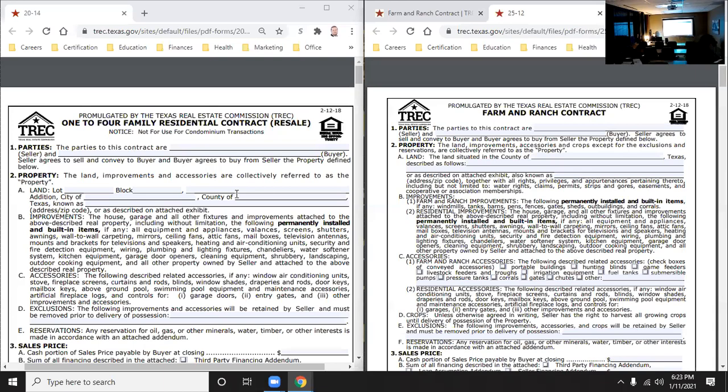So in that situation, if you notice, we have land, improvements, and accessories, but notice the accessories on the 1 to 4 family. Number 2C deals more with like window air conditioning units, that fireplace screen, Mr. Stahl, that you've been wanting to take with you, the swimming pool equipment. All of these things in this situation are a typical residential home, okay, typical subdivision type home. But if you notice on the farm and ranch, you'll notice that accessories are talking about what?